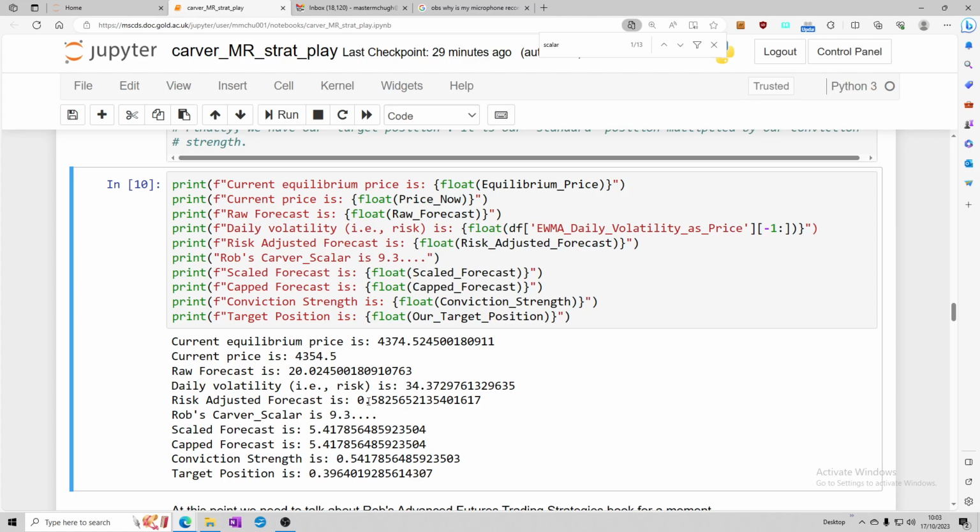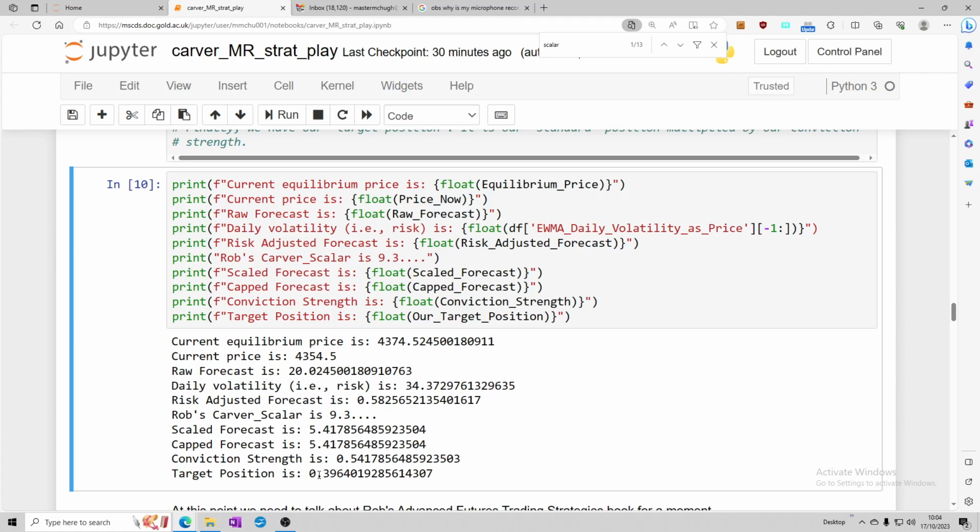The risk-adjusted forecast is this raw forecast divided by the daily volatility, which is 0.58. We multiply that by Rob's scalar of 9.3 to give us the scaled forecast of 5.4, which we cap at no greater than +20, no smaller than -20. So there's no change there because it was already only 5.4. The conviction strength is just this number divided by 10, 0.54. So we want approximately half our standard position, which is 0.39.